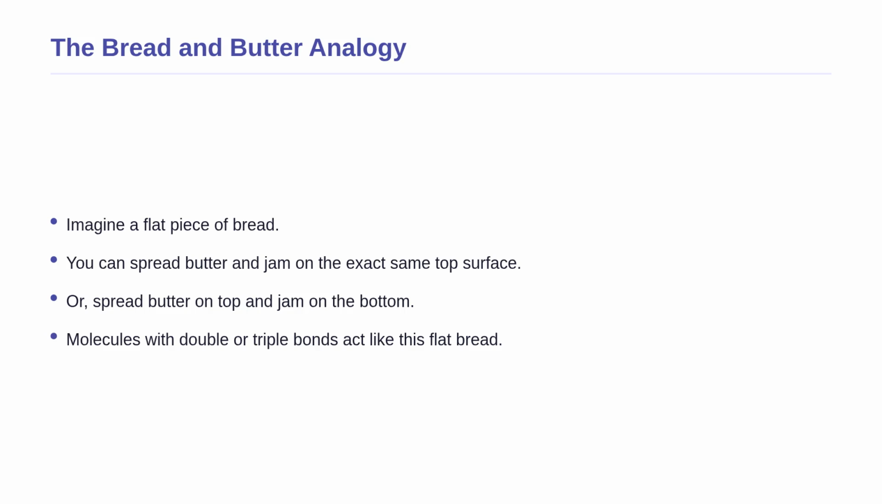To start, let us imagine a flat piece of bread. If you want to add butter and jam, you have two choices. You can spread both on the exact same top surface, or you can put butter on top and jam on the bottom. In organic chemistry, molecules with double or triple bonds act a lot like that flat piece of bread. When we add new atoms to them, the direction matters immensely.